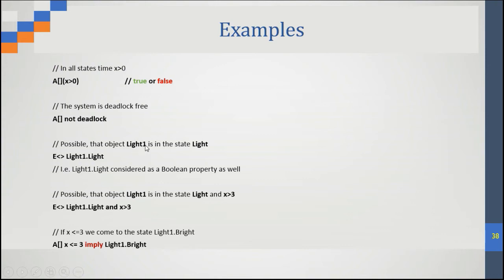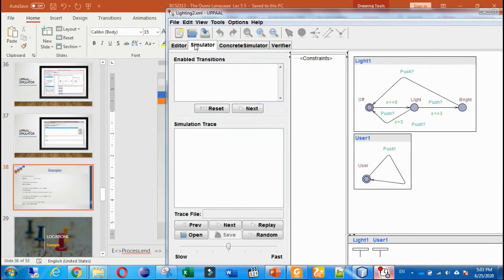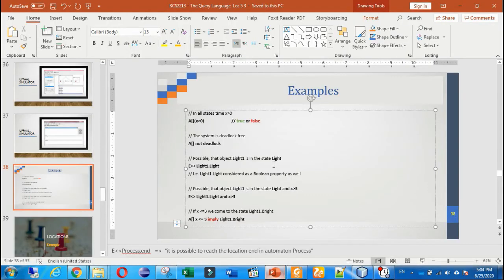the light one, which is the process, is in state light. The process light one can be in this state, in state light. That means we have this process light, for example, this is light one. Is it the same light one, which is our process? Can this light one reach light? So here is the question, or here is the query.